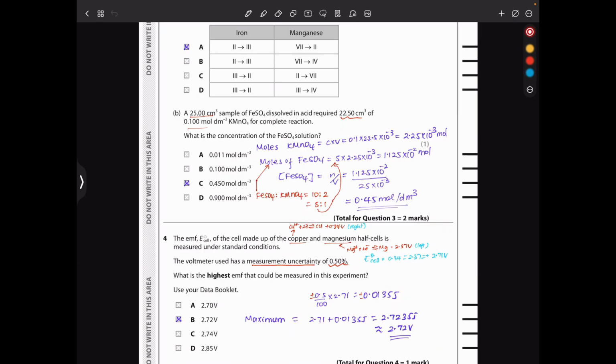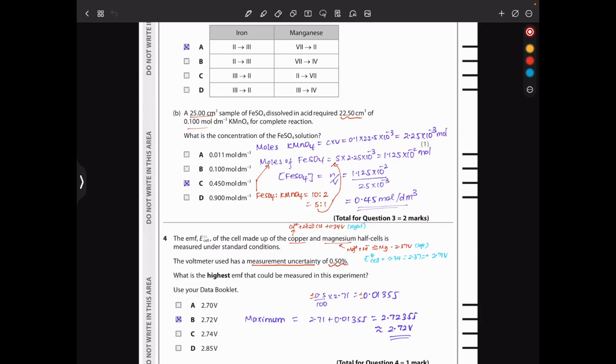In part B, a 25 cm³ sample of iron sulfate dissolved in acid required 22.5 cm³ of 0.1 mole per decimeter cubed potassium manganate 7 for complete reaction. What is the concentration of iron sulfate solution? So here I'm going to use the information for potassium manganate to calculate the moles, which should be the concentration times the volume. I multiplied by that to convert it to decimeters cubed, and these are the number of moles I got.